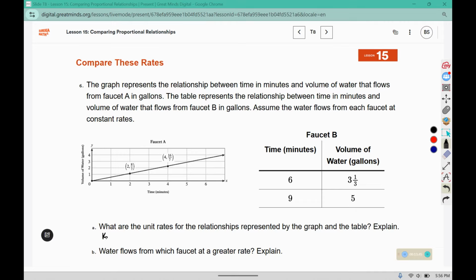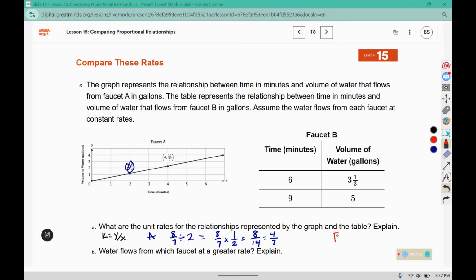Again, to find k, we do the y value divided by the x value. So I can do that for both of them. So for faucet A, I'll just write A, we have the y value is 8/7, and the corresponding x value is a 2. We can change that to multiplication and flip that fraction over, and we get 8/14, which can be reduced to 4/7.